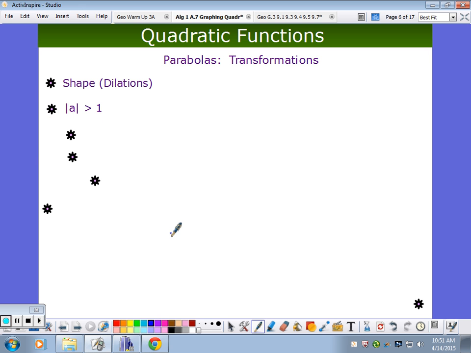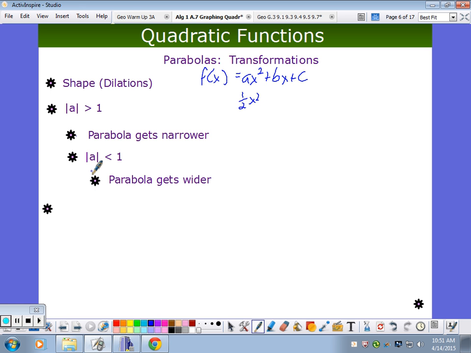Dilation, we haven't really talked about that. When the absolute value of A is greater than 1, again, I'm starting with like a standard form. So what does that mean? It means that this A, 5 or 6 or 100, it's a big number. What happens? You get a skinny parabola. If it's less than 1, like a half x squared or something like that, it gets kind of wider. So we kind of call this thing a stretch. And this, what do we call this thing? A compression?